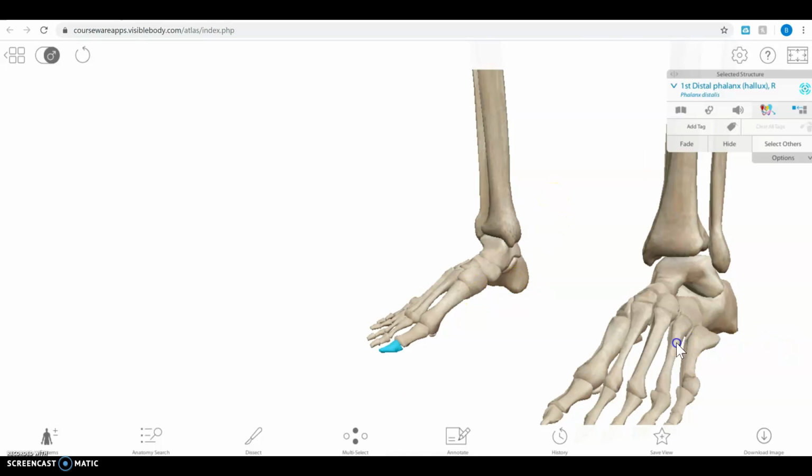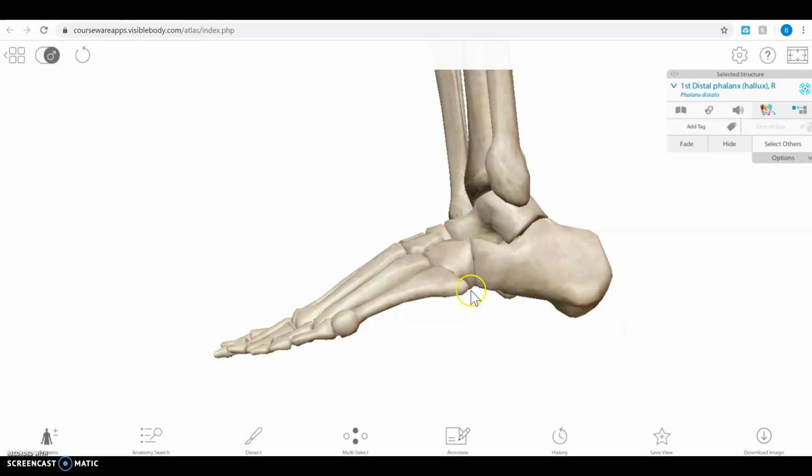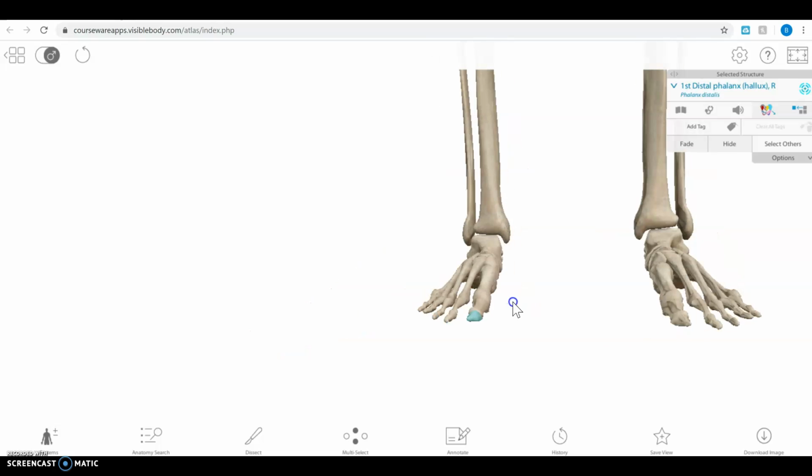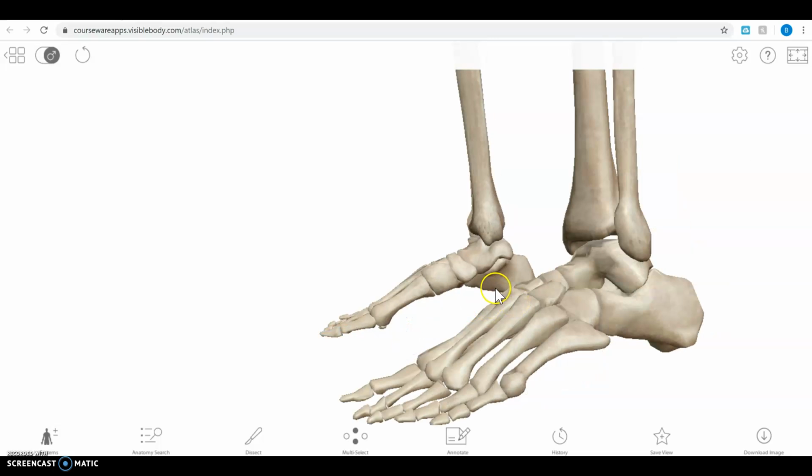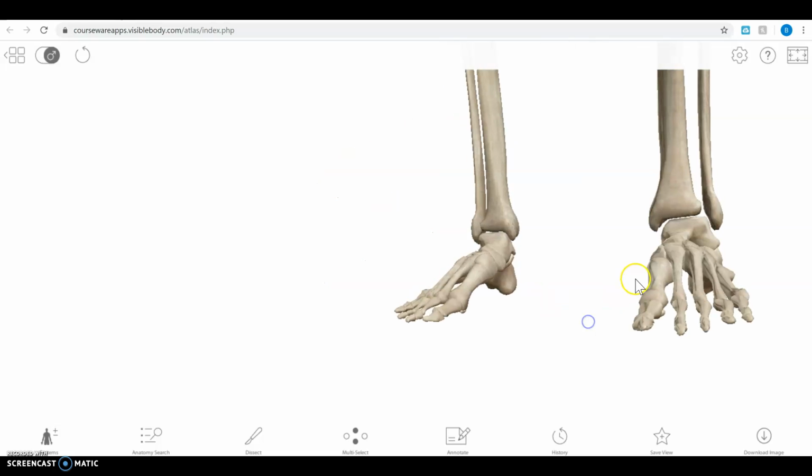So if you look at the foot, you have an arch here. This is on the lateral side, so this is the lateral longitudinal arch. And then if you look on the inside, you have a nice arch right here. This is your medial longitudinal arch because it's on the medial side. And then if you look here, you can see how the foot is arched right here. This is your transverse arch. That's it for the bones.